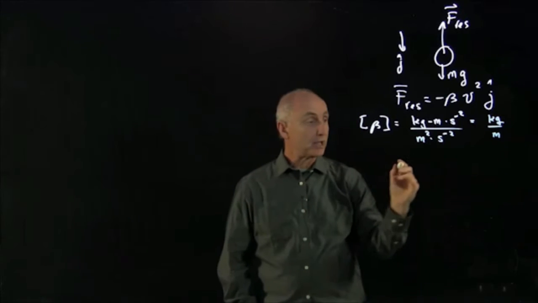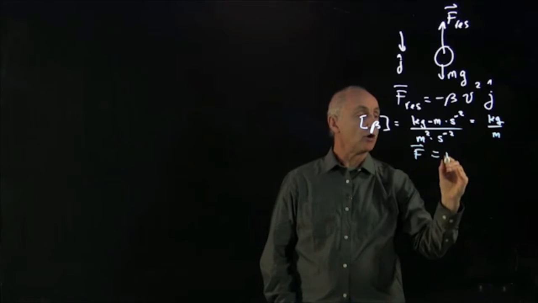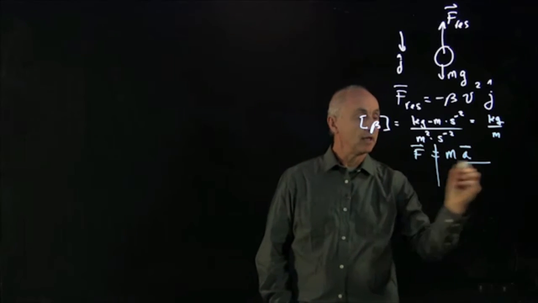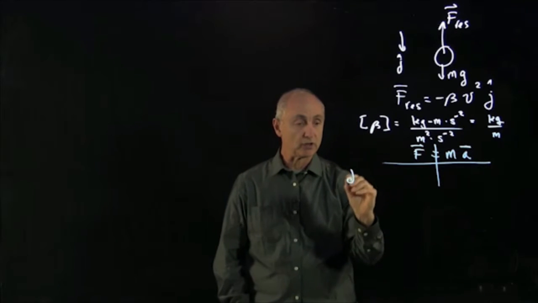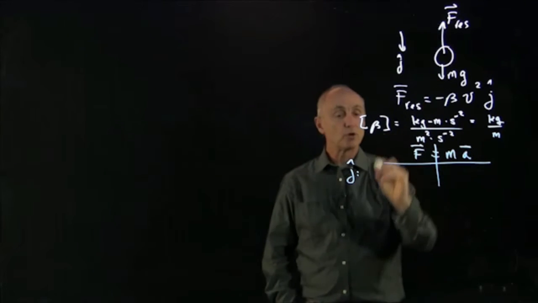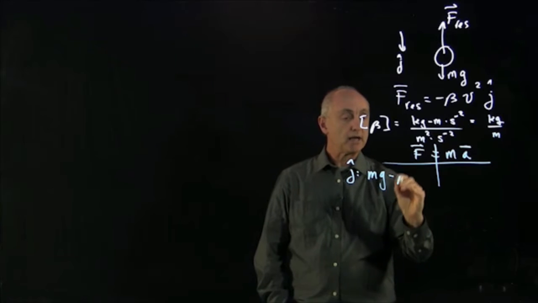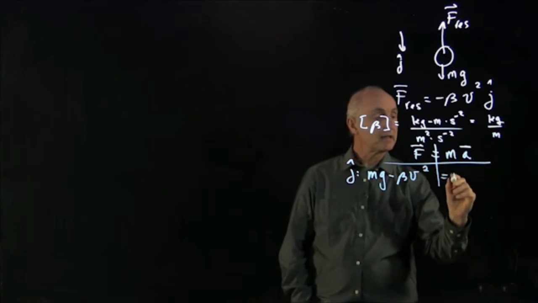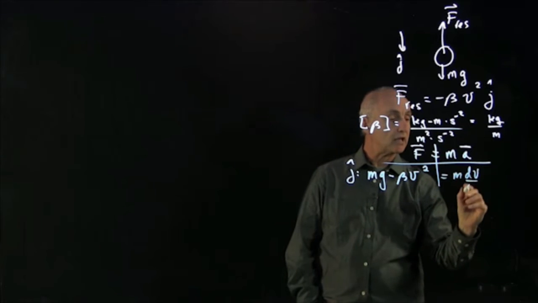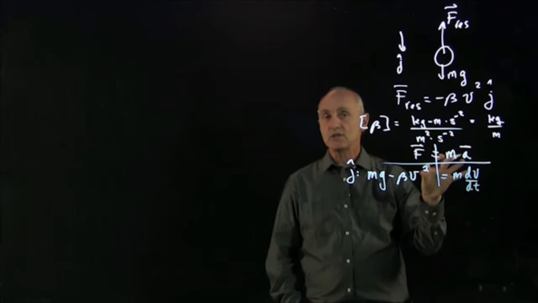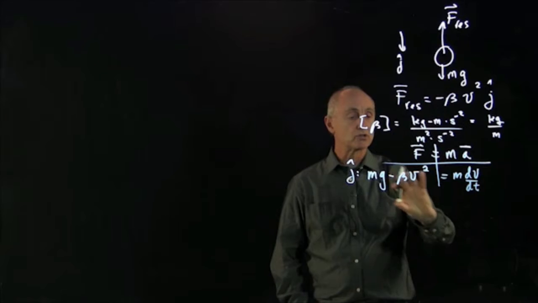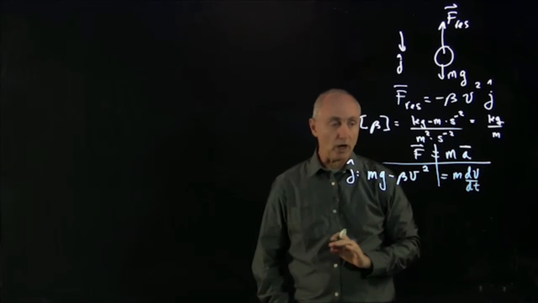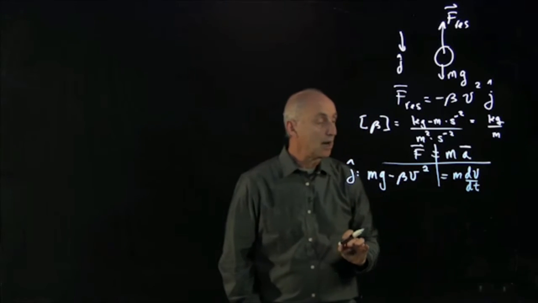Now, we'll apply, as usual, Newton's second law, F equals ma, to get our equation of motion. We're looking at the j direction. And our forces are gravity minus the velocity squared resistive drag force. And that's equal to the derivative of the velocity, dv dt. In this example, it's a one-dimensional motion, so I'm dropping any mention of our y direction for simplicity.